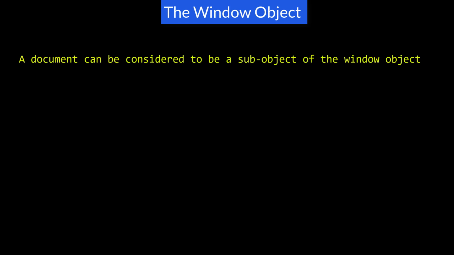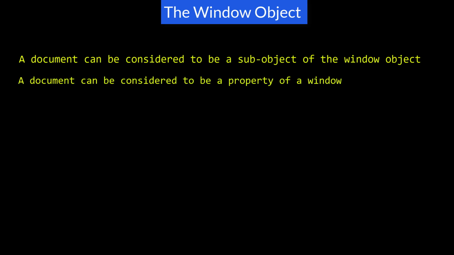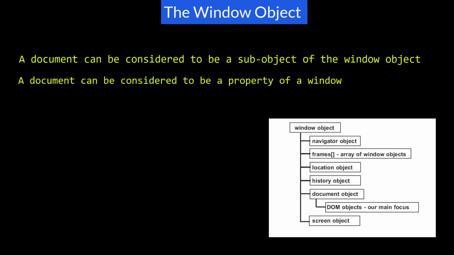Stepping back just a bit, we find the concept of the window object as a natural extension of our work so far. The window object is the root object of what is provided by a browser. A document can be considered to be a sub-object of the window object. Conversely, since a document is displayed in a window, the document can be considered to be a property of a window. Just as a document consists of a collection of components, nodes, a window has a set of components, shown here in this little diagram.